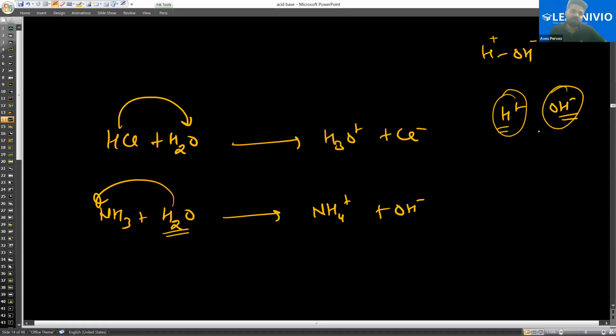So both are in equal amount. So when a base is added to water, it will neutralize. It's called neutral. That's why water is neutral, because it has equal property of acid and equal property of base. But what if I'm adding nitrogen?